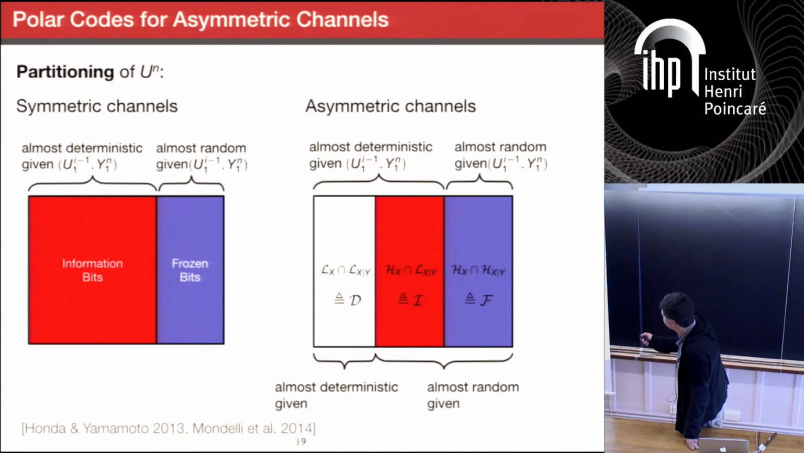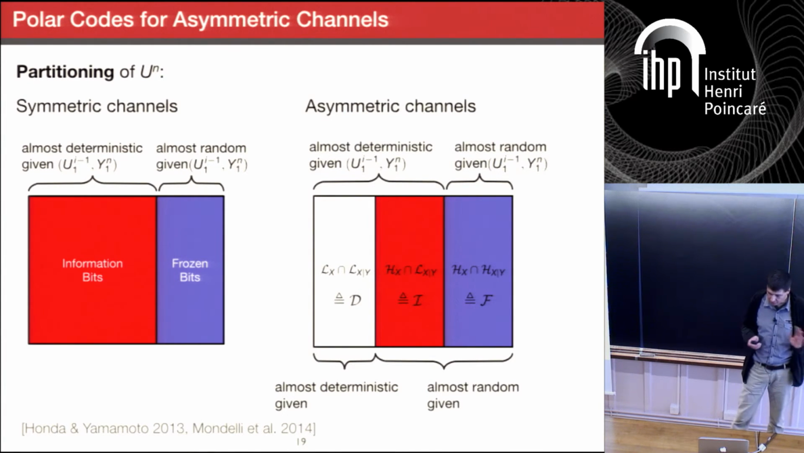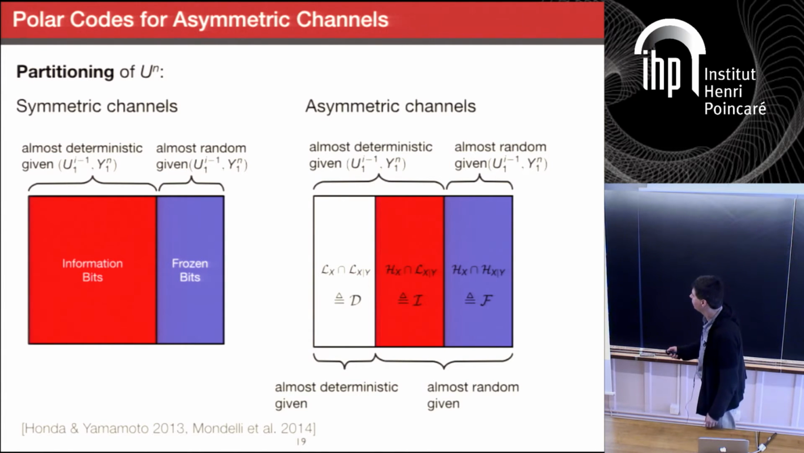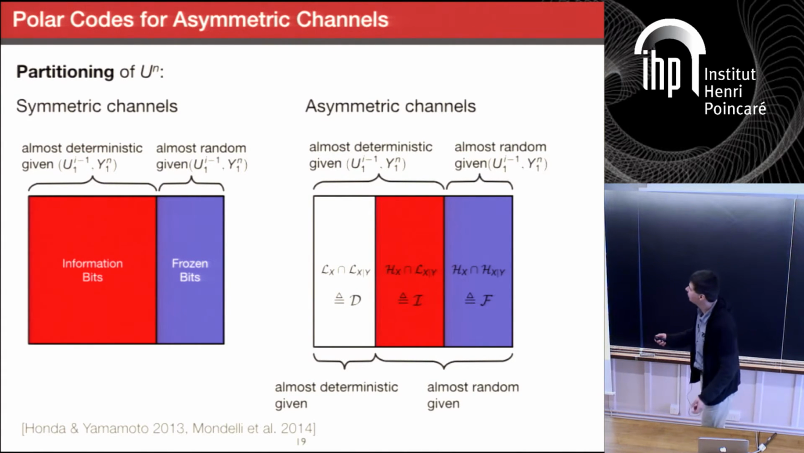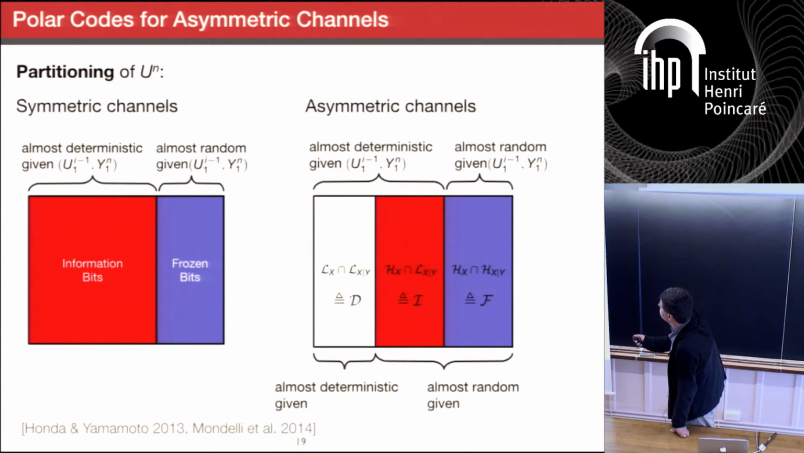We cannot communicate over these channels; they are super noisy. These channels here are perfect, with capacity 1. We can transmit uncoded bits, and those noisy channels we do not use for communicating. But what we can do is estimate the bits at the decoder from the previous ones, because these are almost deterministic given u^{i-1} and y^n. They are also almost deterministic given the previous bits.